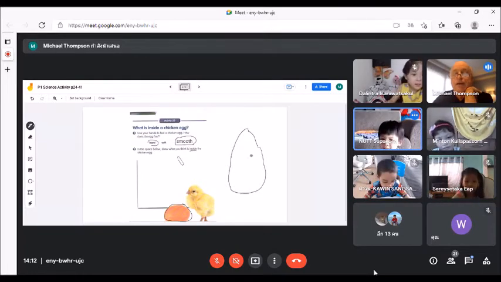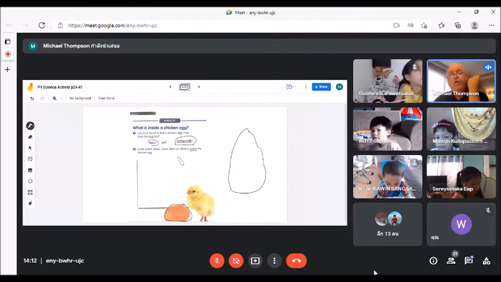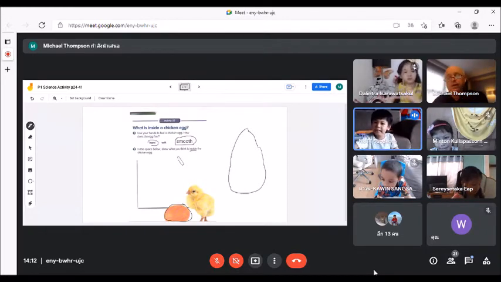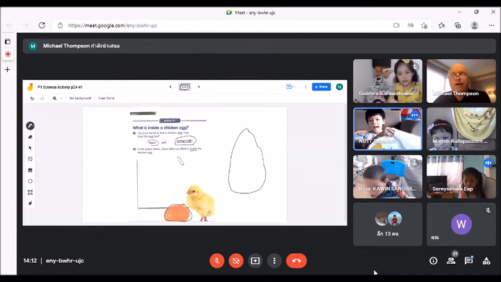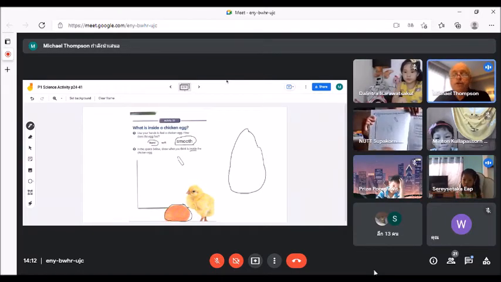Egg. Yeah, but what's inside the egg? What does it look like? If you could see through it, inside the egg? Well, let's have a look. I'm not sure what it looks like.